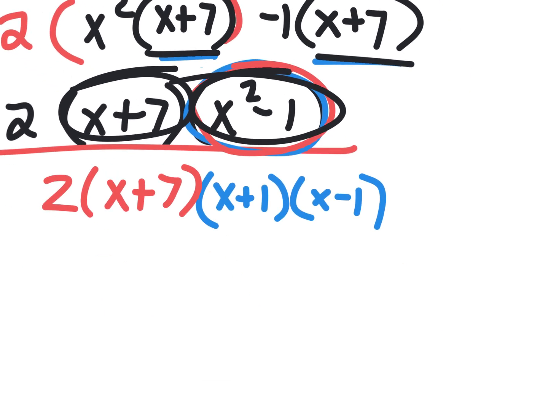Now, if I said this whole thing was equal to 0, do you get that's going to be an x-intercept of 1, an x-intercept of negative 1, and an x-intercept of negative 7? You with me on that? All right, good. So just reminding you about the real roots. Those would be x-intercepts. Okay.